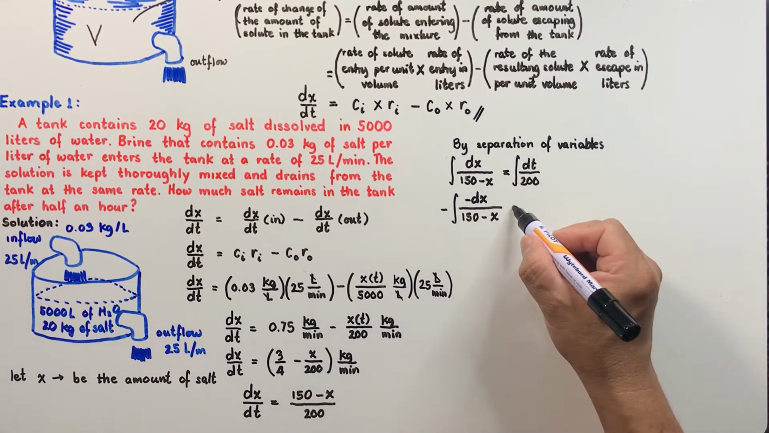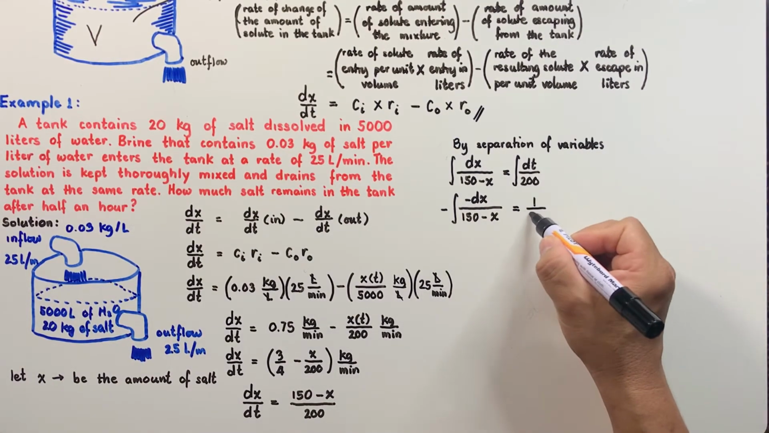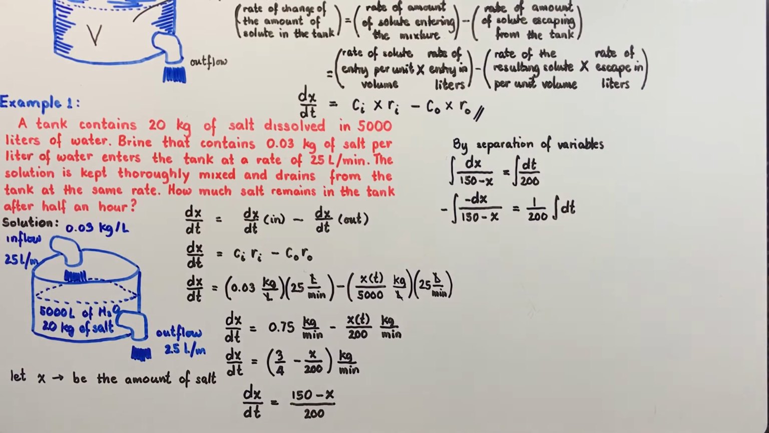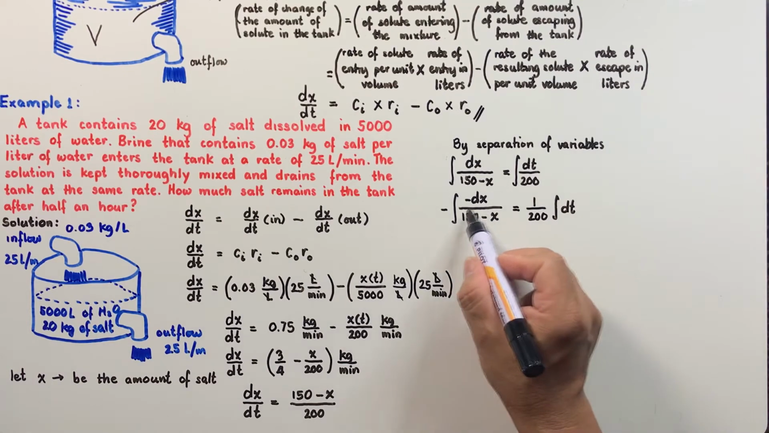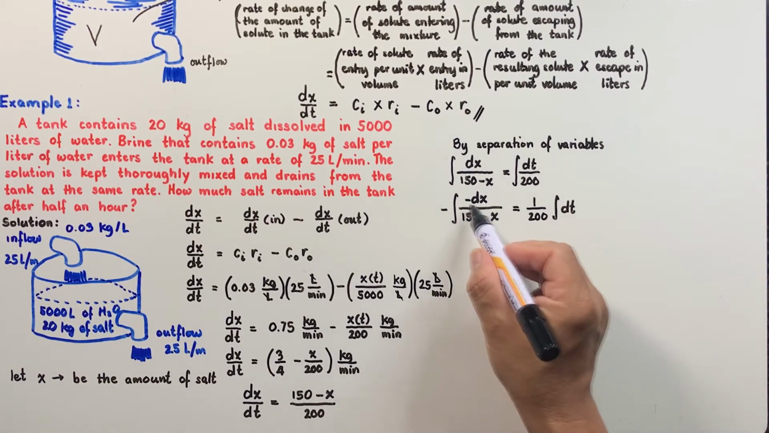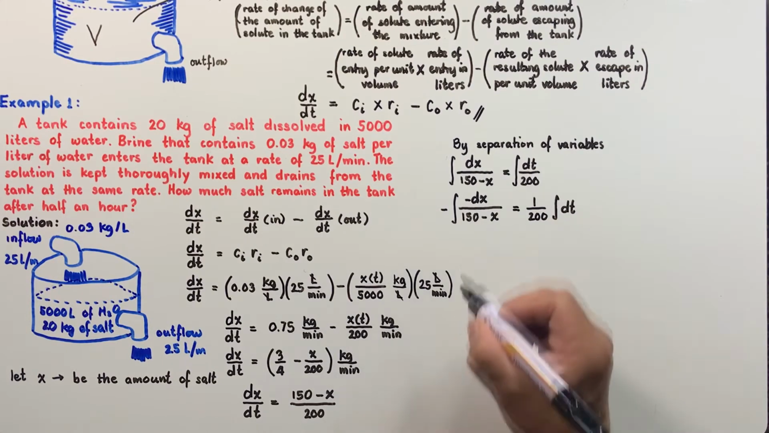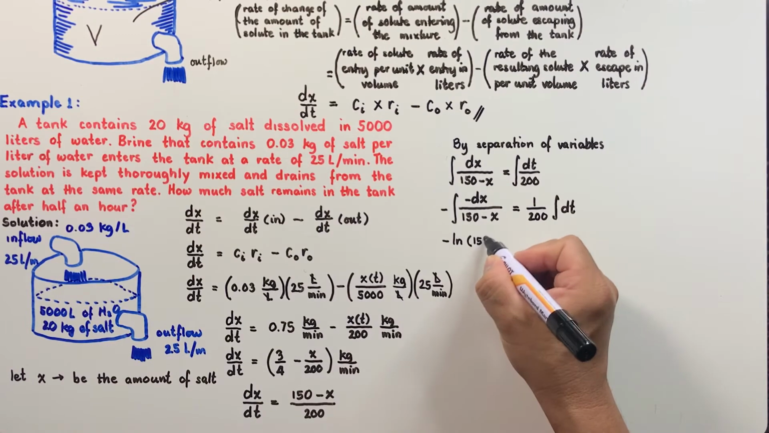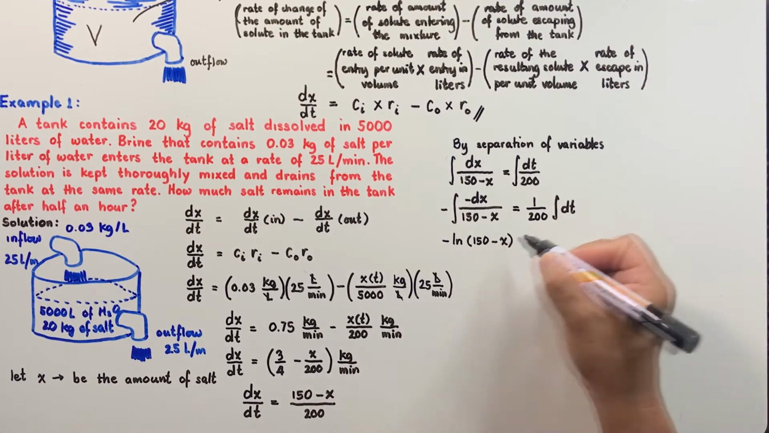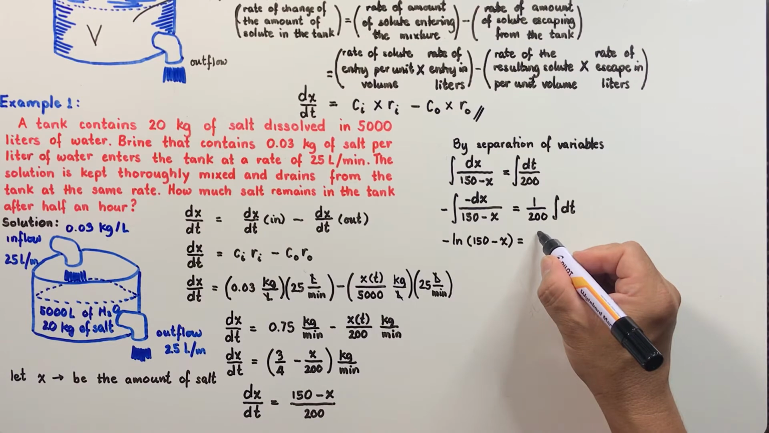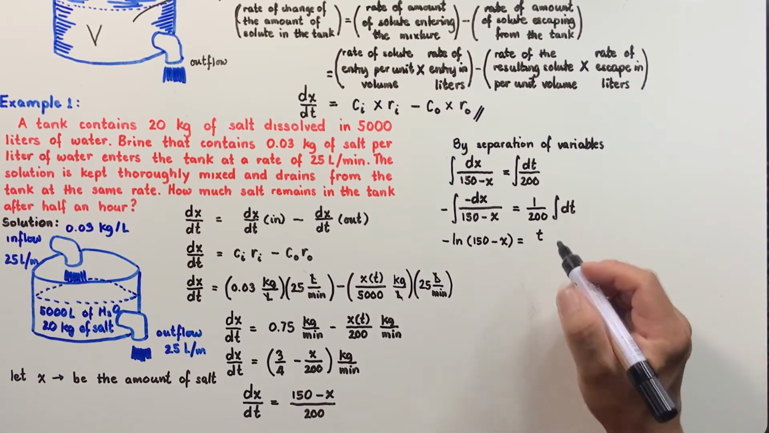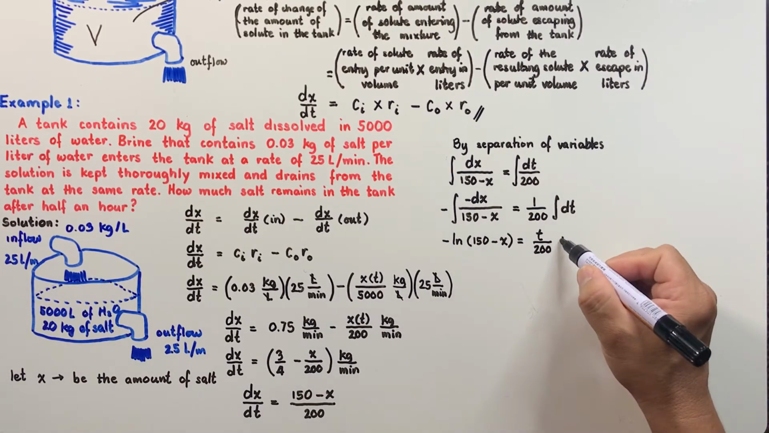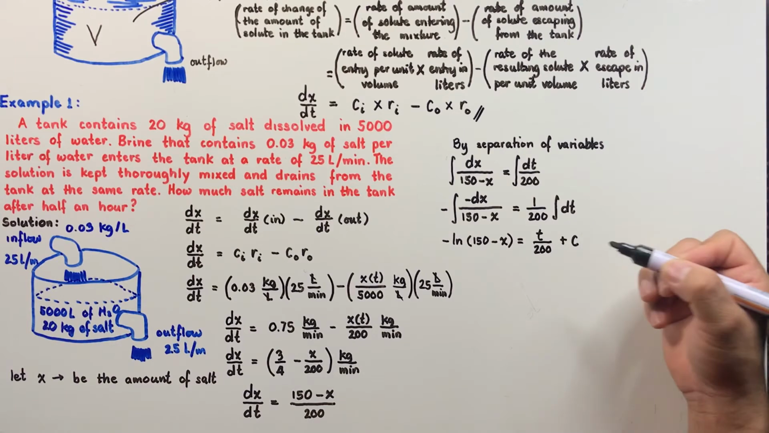So this is also equal to 1 over 200, because this is a constant, times the integral of dt. And you simply notice that if this is our u, our du is in the numerator. So the integral of this is the natural log of our u, which is 150 minus x. So this is equal to t, which is the integral of dt over 200. And of course, there is a constant of integration here, c.